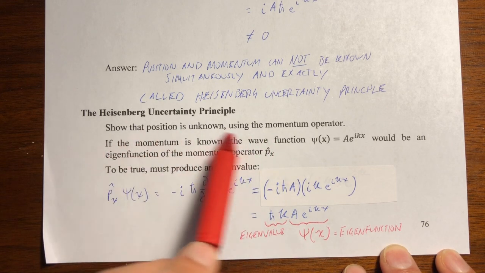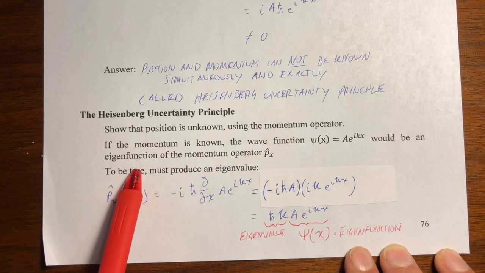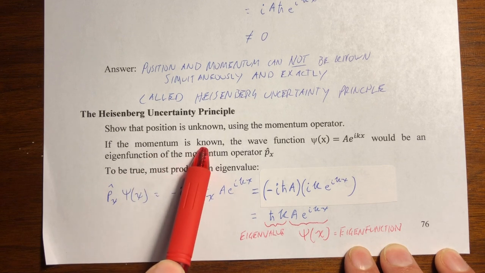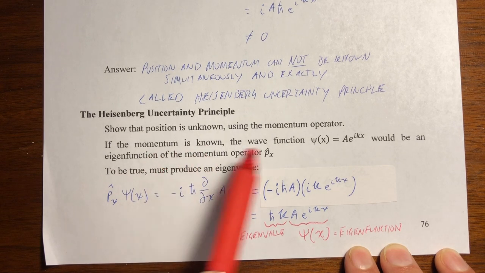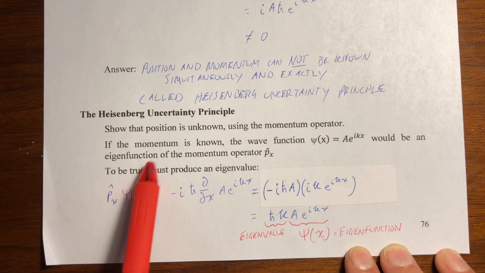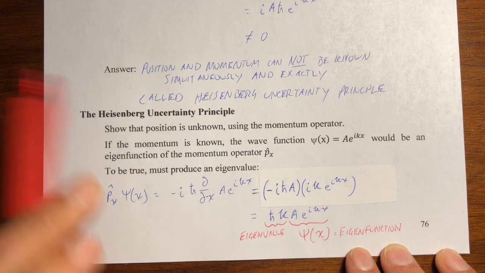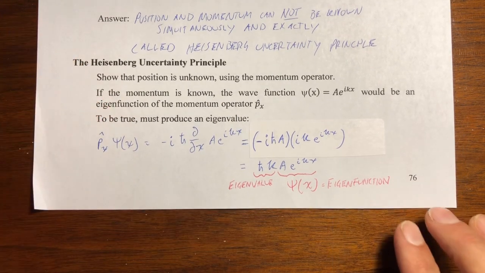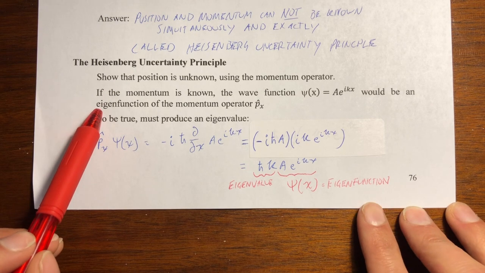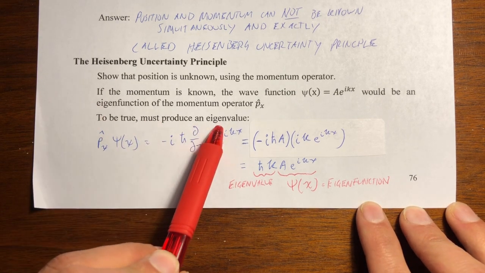So first we need to prove to ourselves that momentum is known. Proving to ourselves that it is known is showing that the wave function is an eigenfunction of the operator in question. So in order for psi of x to be an eigenfunction, it must produce an eigenvalue.